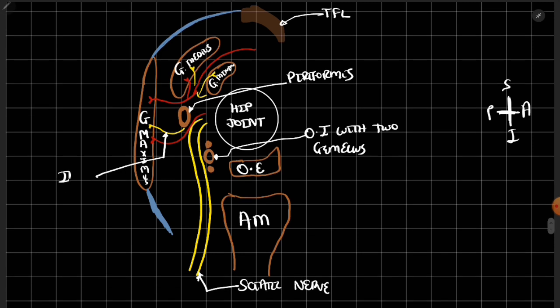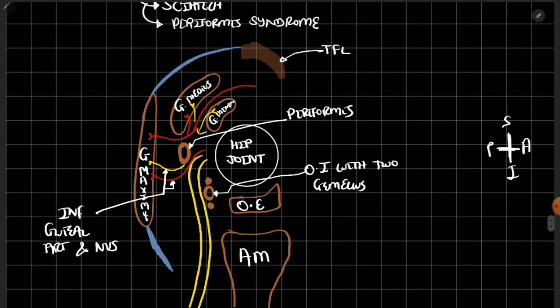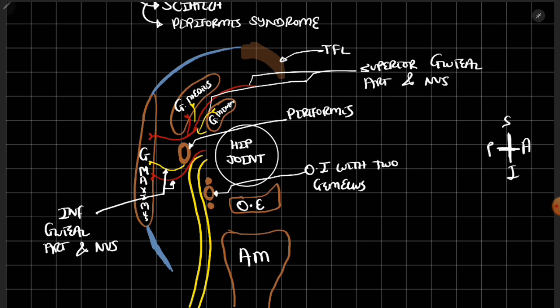This is the inferior gluteal artery and nerves. Okay, this is the superior gluteal artery and nerves. This superior gluteal artery is very important from the clinical point of view.